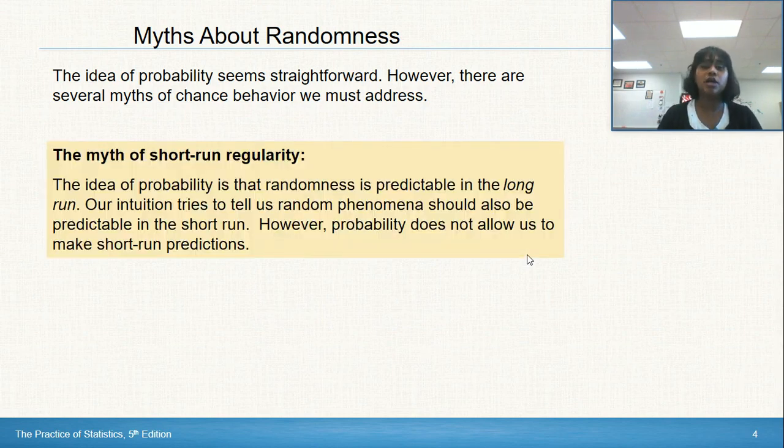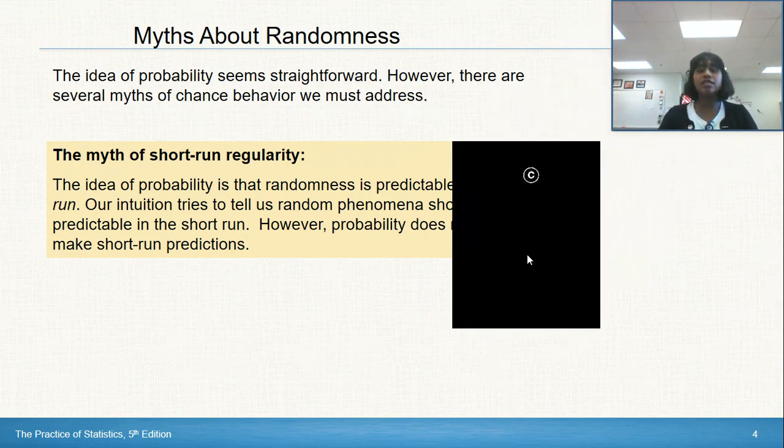There are 2 myths that we want to talk about: the first is short run regularity. That's, if there's a 50-50 chance that I'm going to get heads and I've gotten tails numerous times, then of course heads must be next. This is the myth of short run regularity, that because you know what the rule and law is becoming, you assume that it must occur, and you forget that random phenomena are part of predictability.